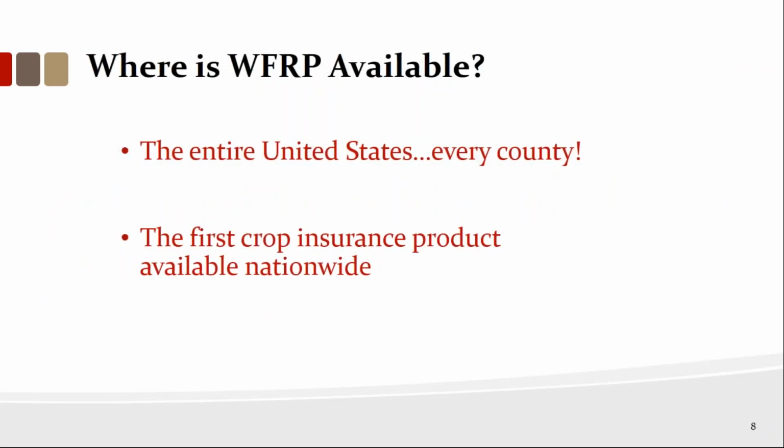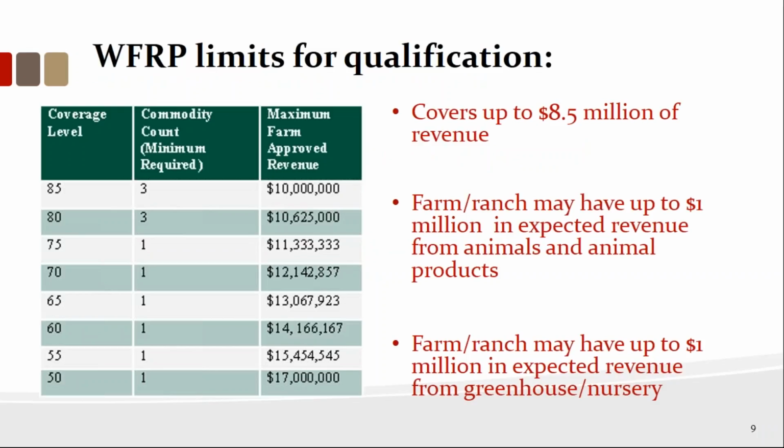Real simple to tell you where this is offered. It's not like a lot of our commodities, where you had to look at actuarial documents to see if it's offered in X county, Y county. This is offered in every county in the United States, and it's the first product we've got that's like that. Now, it's got a few exclusions. Anything this good's probably got a few exclusions on it.